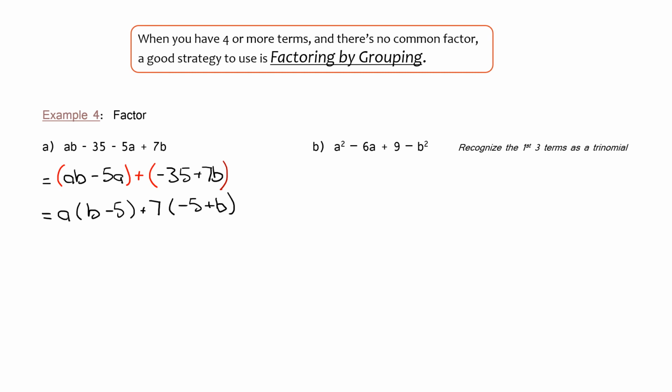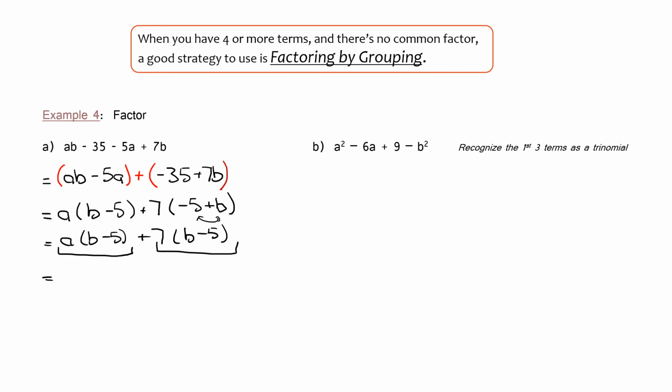Are those brackets the same? Is b minus 5 the same as negative 5 plus b? Yeah, it is. All I need to do is rearrange this, move them around, and it's the same thing. So b minus 5 plus 7. My b is a positive, and my 5 is a negative, so I can rewrite it like that.